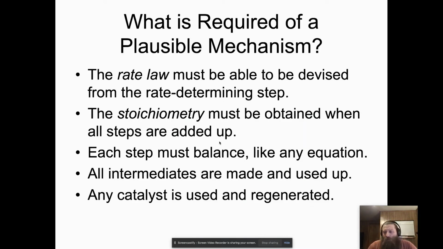Now, what kind of criteria do we need to meet to have a plausible mechanism? Well, we've got to be able to derive the rate law from our mechanism. The stoichiometry in the mechanism has to harken back to the original reaction. All the steps have to balance, just like any regular old chemistry equation. If there are intermediates that are formed, they have to be used up. And if you have a catalyst, it must be regenerated. So that means it cannot be changed by the end of the reaction.